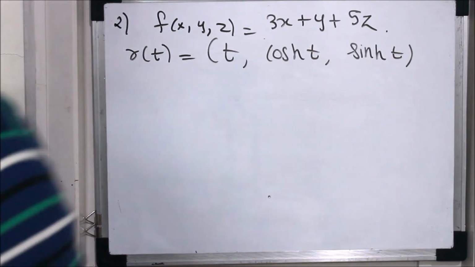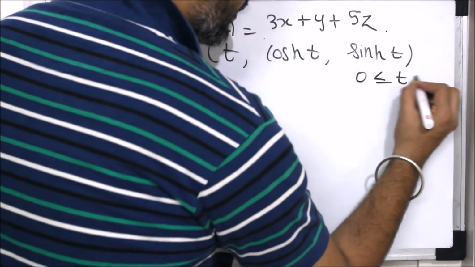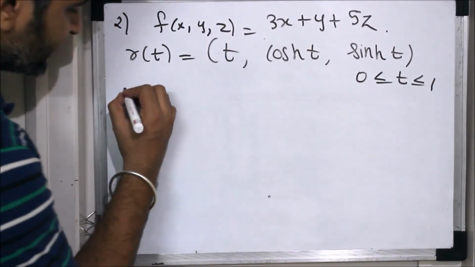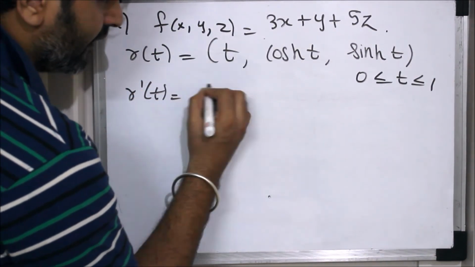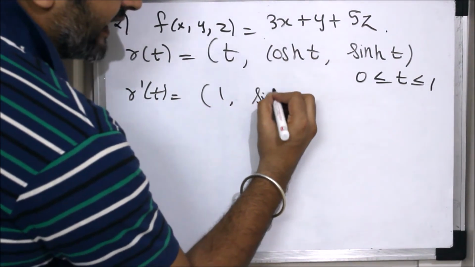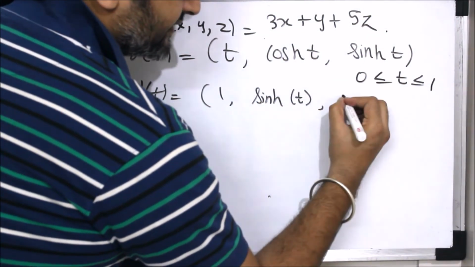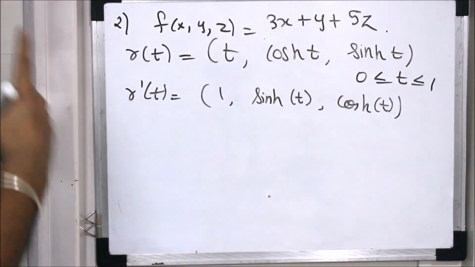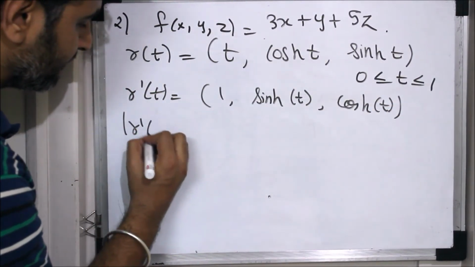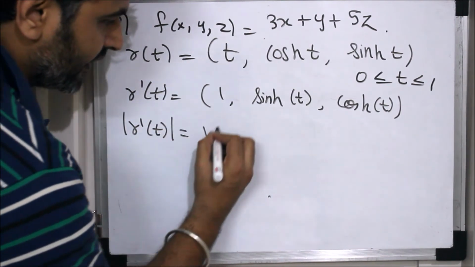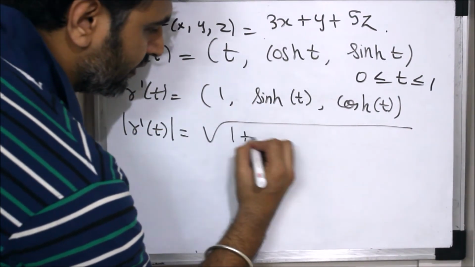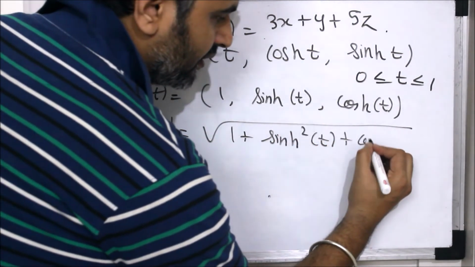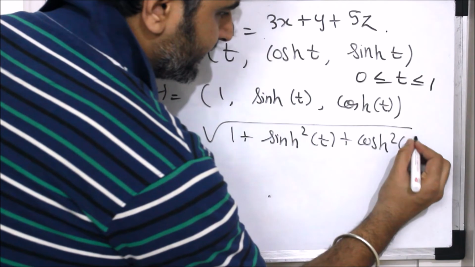And what is my t? t is from 0 to 1. So I have to evaluate this integral over this curve. Okay, now what is r dash of t? 1 comma sine hyperbolic t, and this is nothing but cos hyperbolic t. So this is my r dash of t. Since it's a scalar field, I need to take the modulus of r dash of t. It is square root of 1 square plus sine hyperbolic square t plus cos hyperbolic square t.